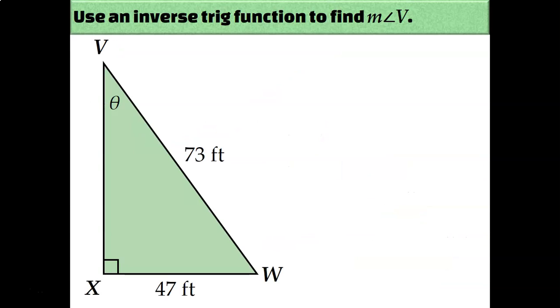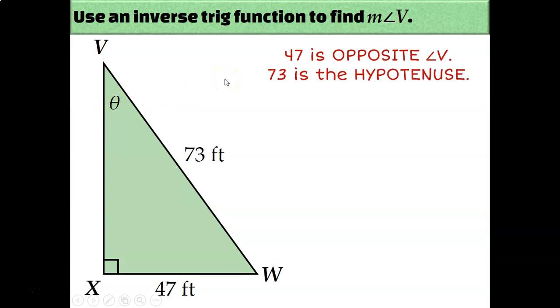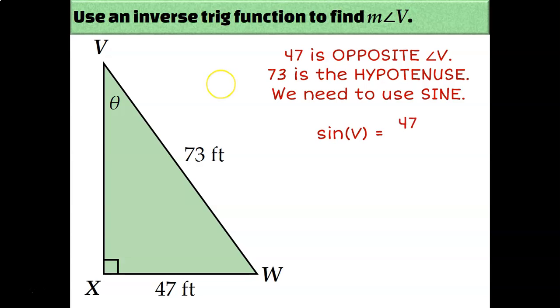Let's try another one. This time we're going to calculate the measure of angle V. 73 feet is the hypotenuse because it's the side that is across from the right angle, and 47 feet is the opposite side because it's on the other side of the triangle from theta. So since I have opposite and hypotenuse, we need to use sine. So the equation that I'll write is sine of V is equal to the opposite over the hypotenuse.